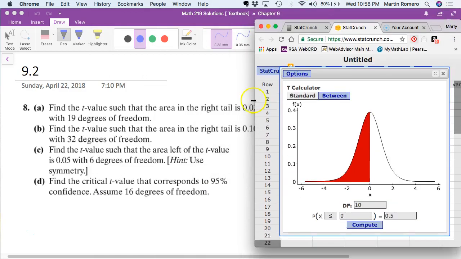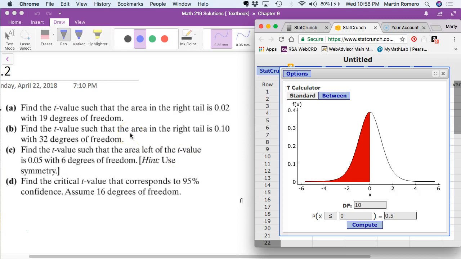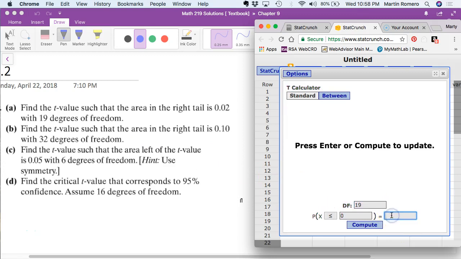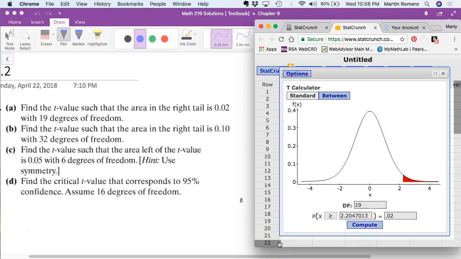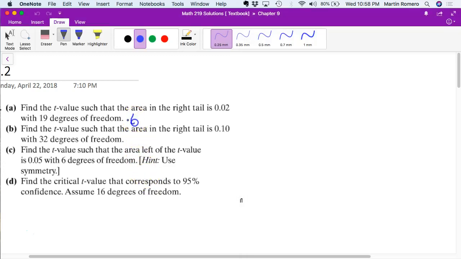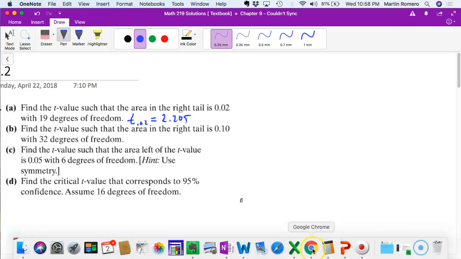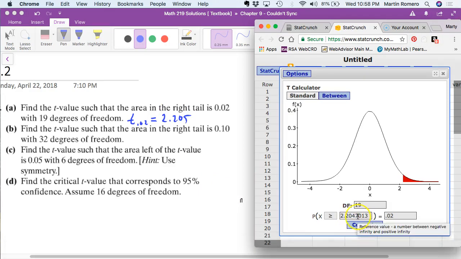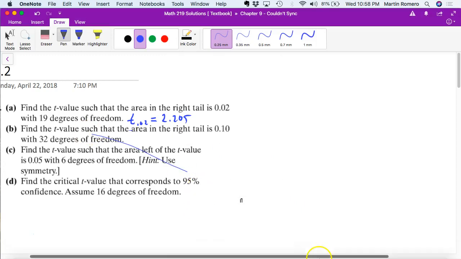So looking at the StatCrunch here, find the T value such that the area in the right tail is 0.02, degrees of freedom 19. So all you do is this: 0.02 and then greater than, compute, so you get your T. T 0.02 is going to be equal to what we calculated there, 2.205. That's it.